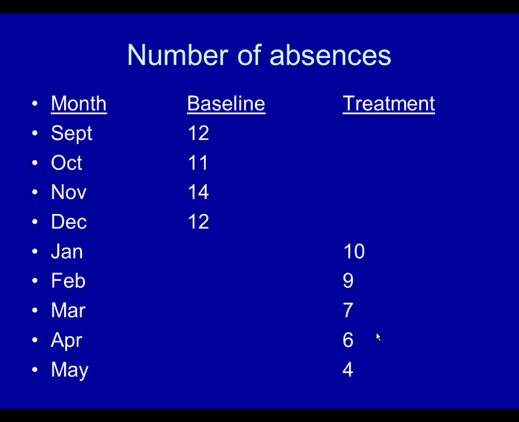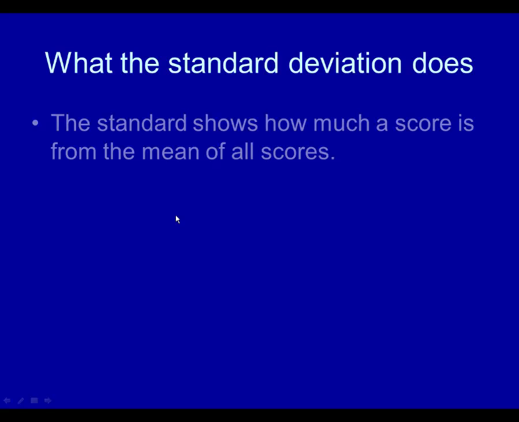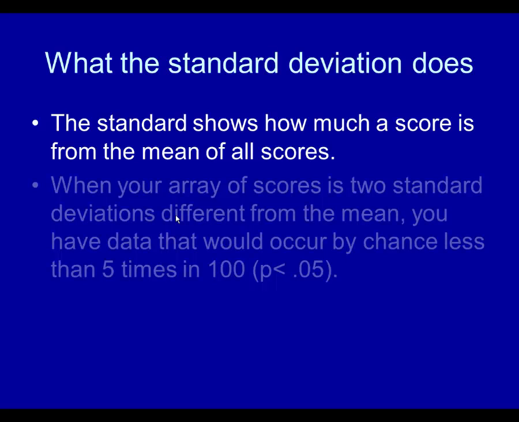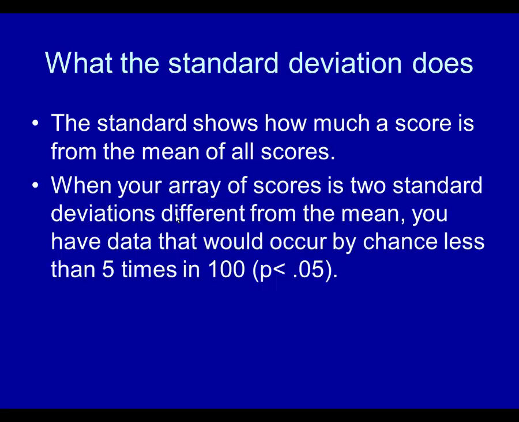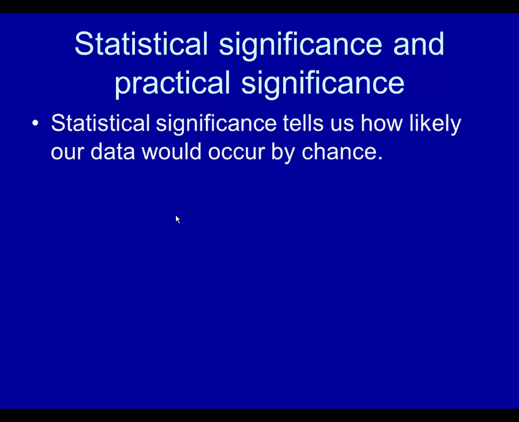The question is, is this array of absences significantly different from this array of absences? That's what the standard deviation approach will tell us. The standard deviation shows how much a score is different from the mean of all scores. When your array of scores is 2 standard deviations different from the mean, you have data that would occur by chance less than 5 times in 100, which is the standard for statistical significance, by the way, in the social sciences.